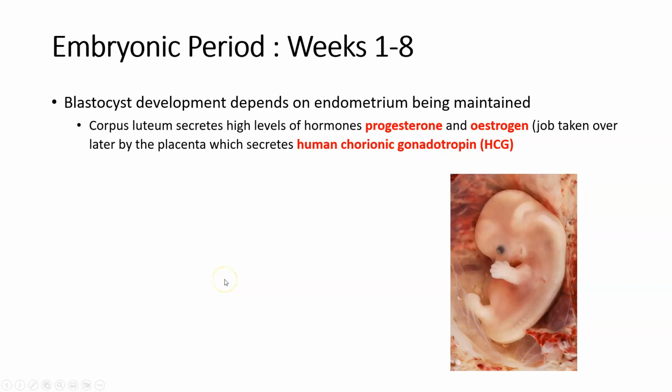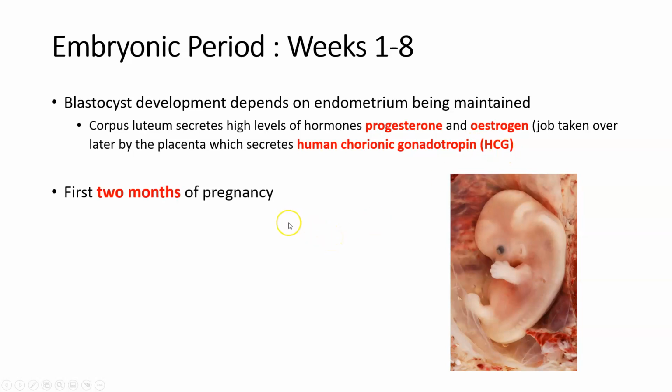So the blastocyst will burrow into the endometrium, and that is maintained by hormones secreted from the corpus luteum, as we've talked about before. Those are progesterone and estrogen. At a later stage, the placenta will develop, and that will start to secrete a hormone called human chorionic gonadotrophin, or HCG for short.